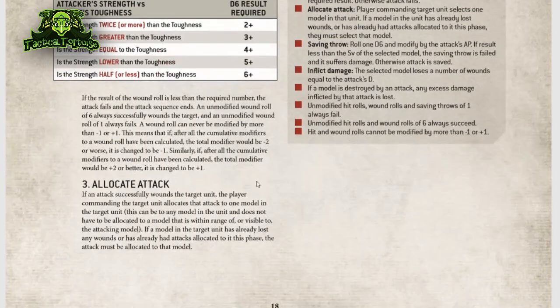Very handy. There's been a change to allocating wounds. So after you are successfully wounded and you go to allocate your wounds to take your save, if you have allocated to a model in that unit previously in the phase, you must continue to allocate to them until the end of that phase or they die.